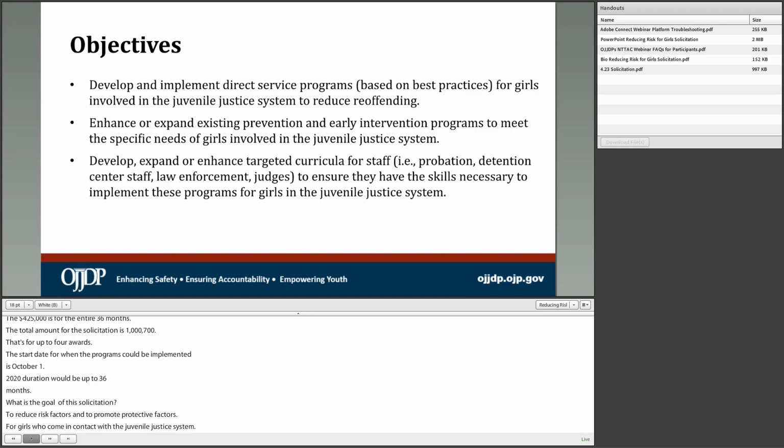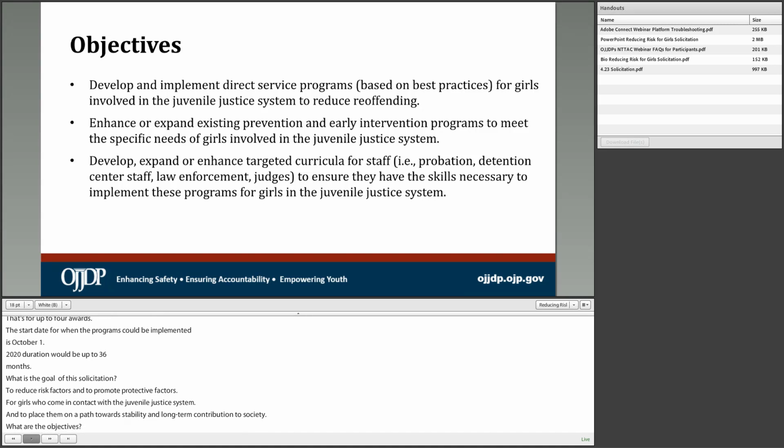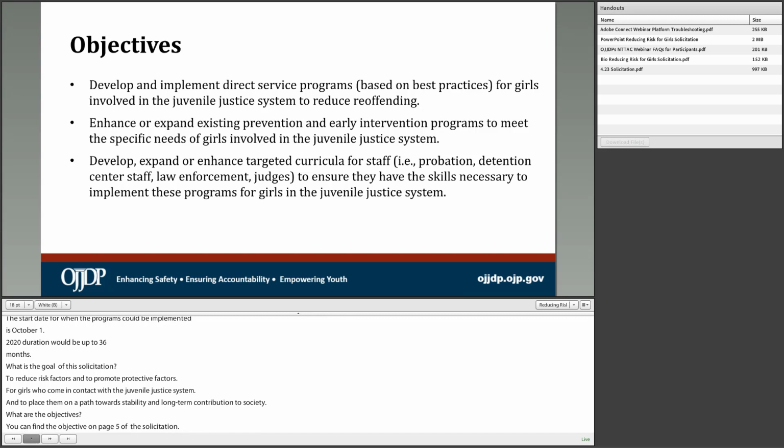What are the objectives? You can find the objectives on page 5 of the solicitation. We want you to develop and implement direct service programs, which are based on best practices for girls involved in the juvenile justice system to reduce reoffending.